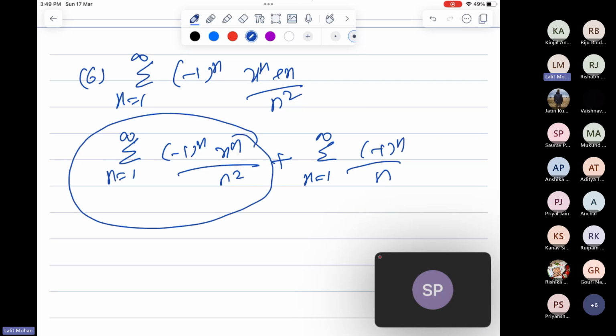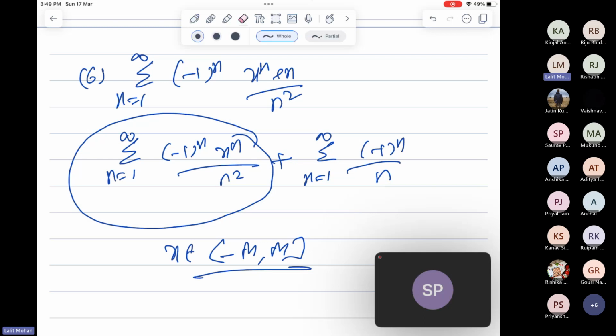is this series convergent uniformly? So interval is bounded means x belongs to some minus m to m. Is this series convergent absolutely? Sorry, I made a mistake. I think this is x square. When the interval is bounded, does this series converge uniformly? Yes or no?